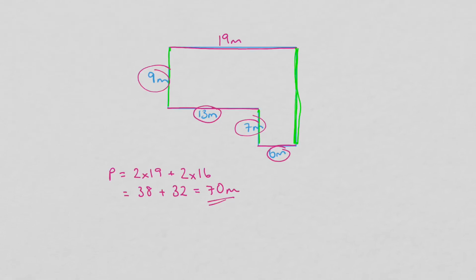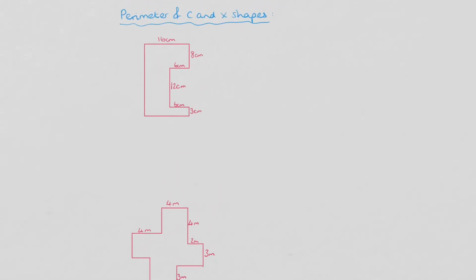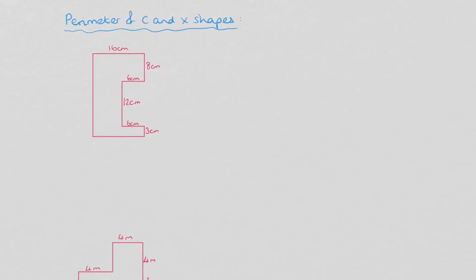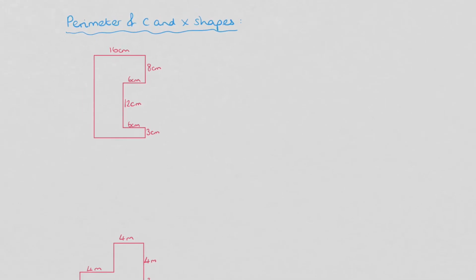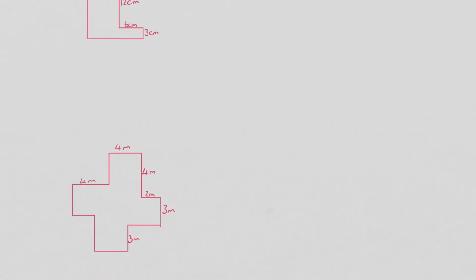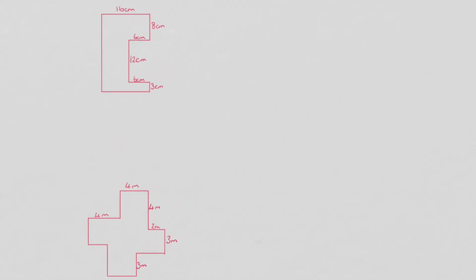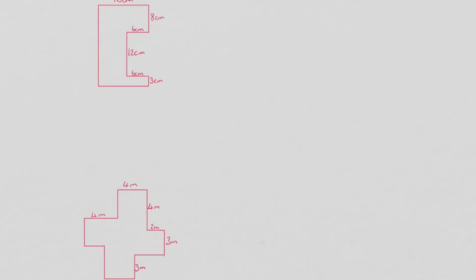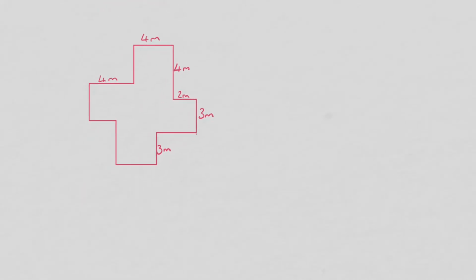Okay, so I hope you're getting the hang of this, because we're going to move on to the perimeters of C and X shapes. I've vaguely called these C and X shapes, but basically they're any shapes that are made up from right angles. What I'm actually going to do is go to the X one first. We've only got a few measurements. If you look here, we've got 1, 2, 3, 4, 5, 6 missing lengths there.